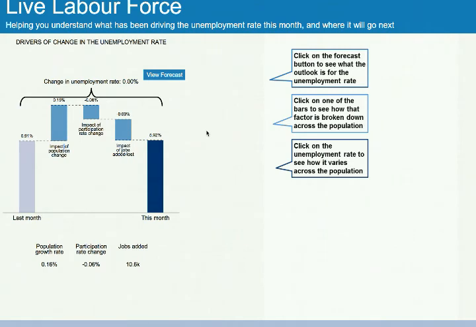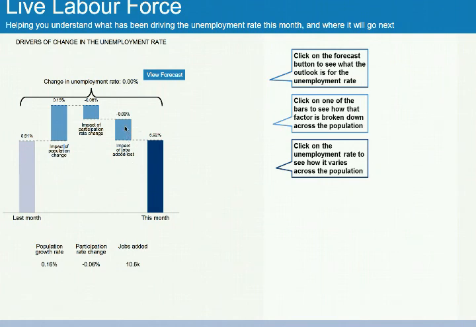The most closely followed labour force statistic is the unemployment rate, so this is the focus of the data we've presented. Users are introduced to a waterfall, which shows how the unemployment rate has changed and what has driven this change. We show how changes in the population, the participation rate, and jobs added or lost have impacted the unemployment rate.